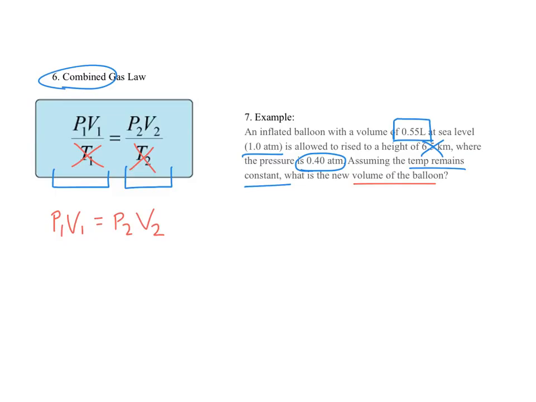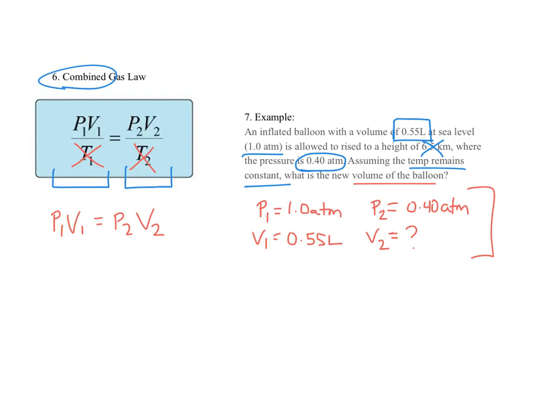As you go through these problems, what you should do is spend some time actually listing everything that's given to you in the problem as you read through it. As I look through this question, it says an inflated balloon with a volume of 0.55 liters. So that means my initial volume, my first volume of the balloon, is 0.55 liters, and that pressure is 1 atmosphere. And then it says it rises and the new pressure is 0.40 atmospheres. And it's asking me for the new volume of the balloon.